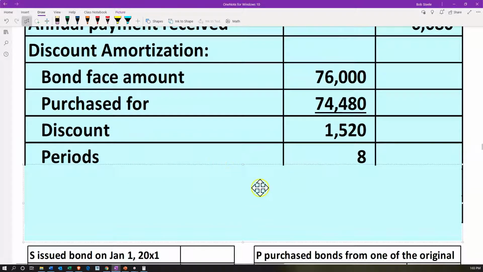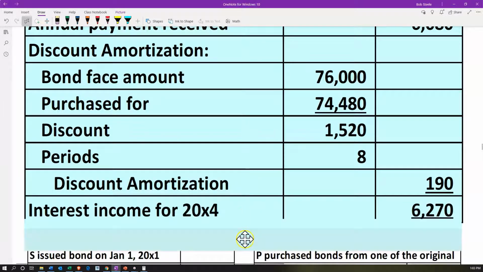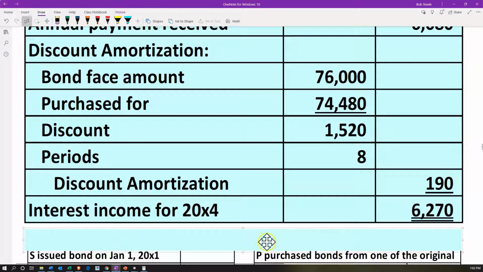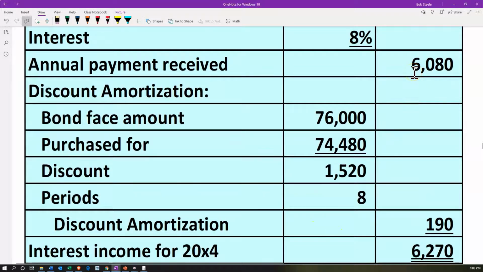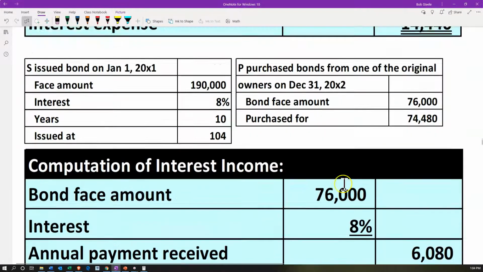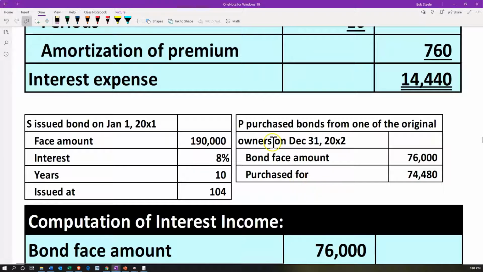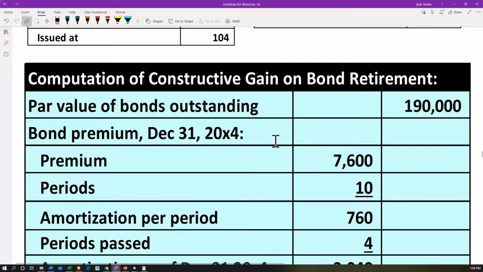So now we're going to say there's 8 periods left that they're going to be amortizing that over. That means the 1,520 divided by the 8 is the 190 of the amortization. So the interest income for 2000x4 then is going to be the 6,080 and the 190, or the 6,270 that would then be recorded by P with regards to the bonds that they purchased. Again, we're going to have to use that in our consolidation entries.